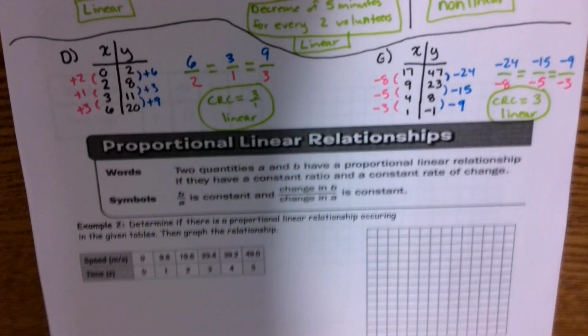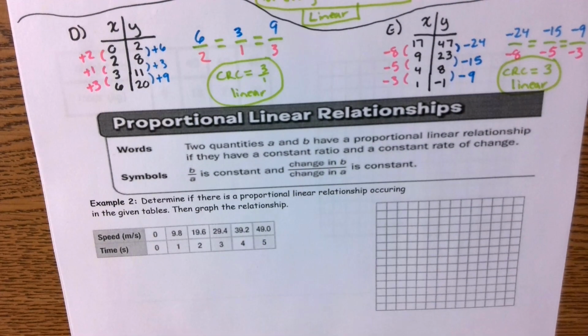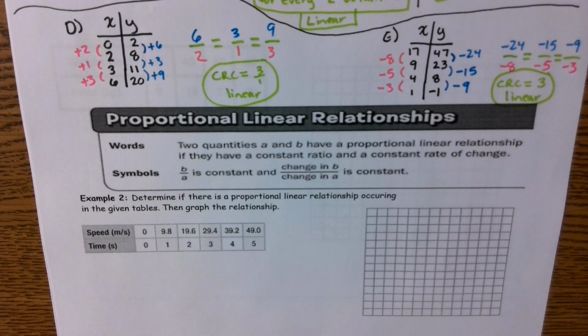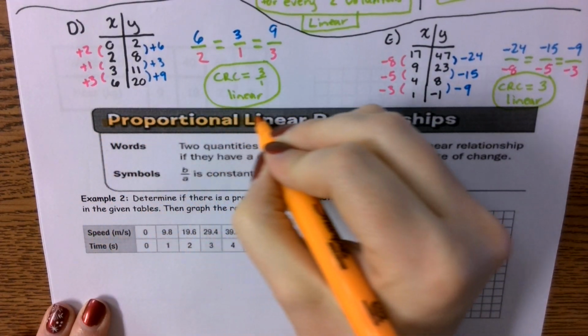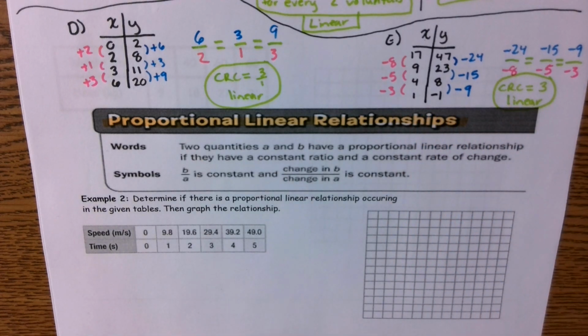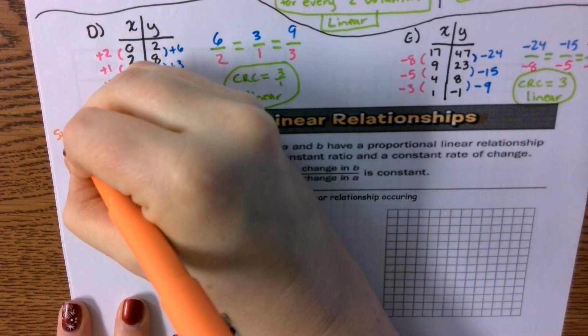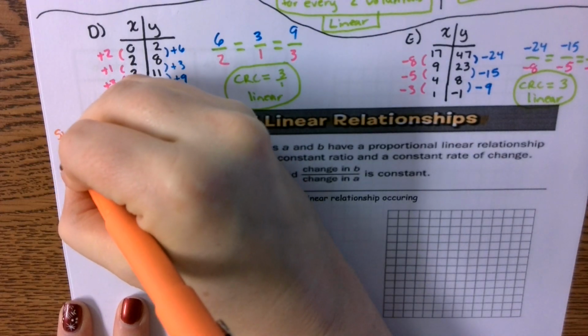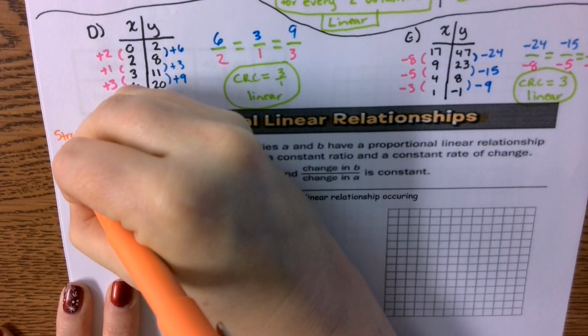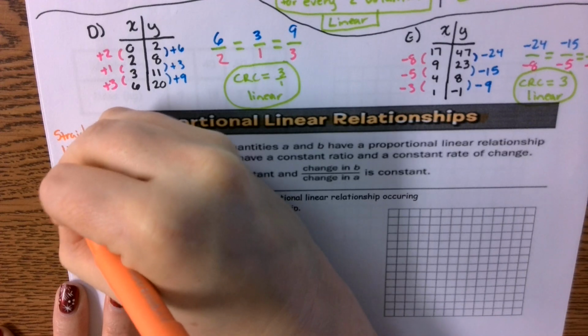All right, so let's talk about proportional linear relationships. So we know linear relationships have to be a straight line. They have to be straight because they have a constant rate of change. If we are talking about a proportional linear relationship, not only does it have to be a straight line, but it also has to pass through the origin. What's the origin? 0, 0. Okay, so it must be a straight line and it must pass through the origin.